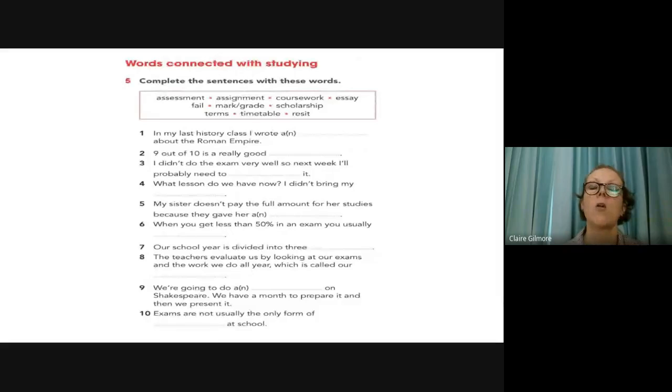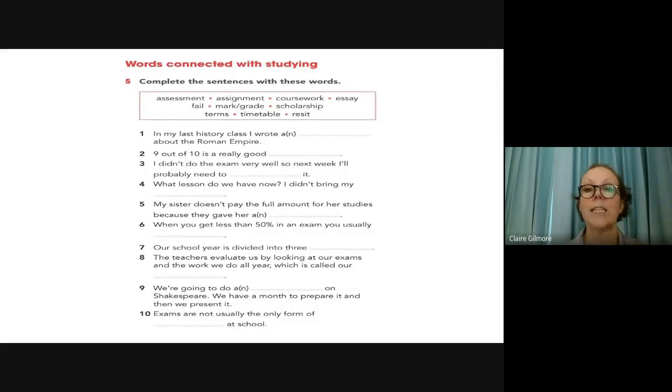Now, number 5, we're looking at more words which are connected with studying. So I'd like you to read out the words that are in the box. So I'll say them first and then you can say them after. Assessment, assignment, coursework, essay, fail, mark, grade, scholarship, terms, timetable, resit. Now you have number 1 to 10.